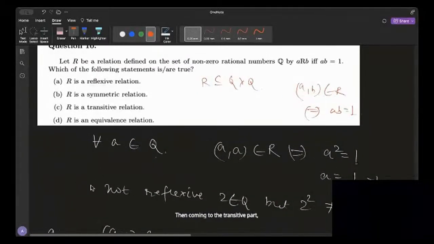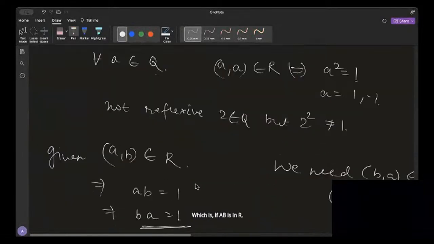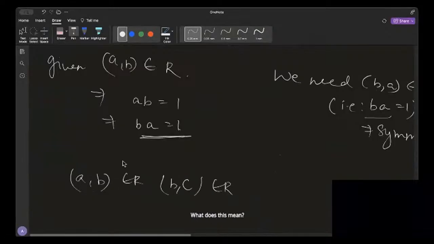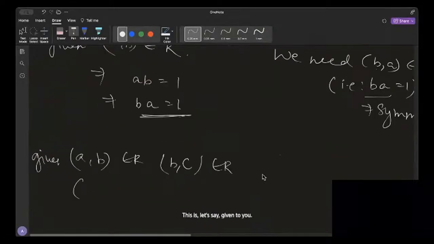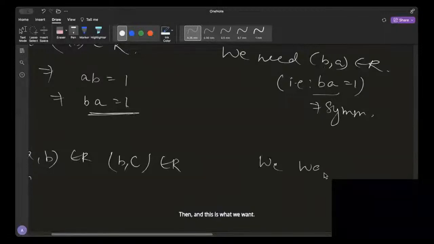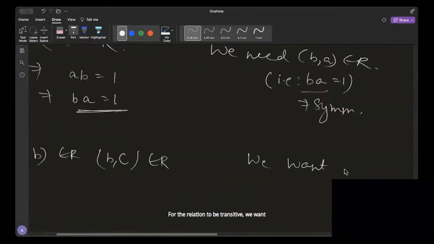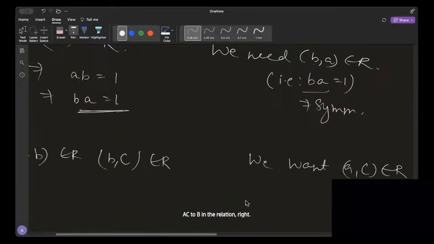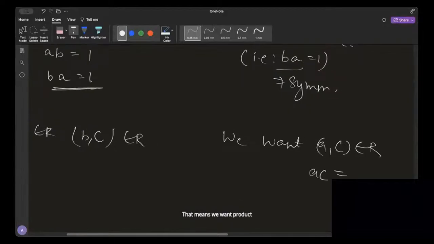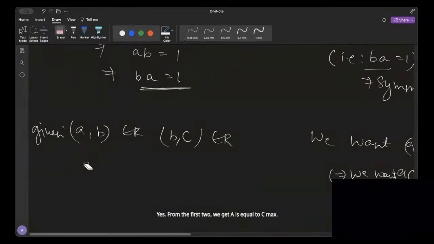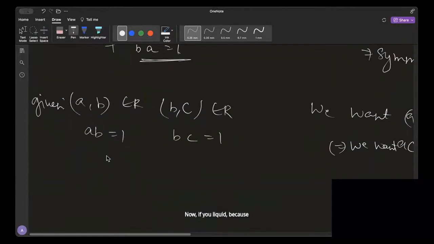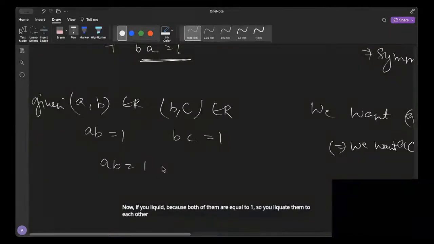Then coming to the transitive part: if AB is in R and BC is also in R, what does this mean? This is given to you. For the relation to be transitive, we want AC to be in the relation. That means we want the product of A and C to equal 1. From the first we get AB equals 1, and from the second we get BC equals 1. Now, because both are equal to 1, you equate them to get AB equals BC.